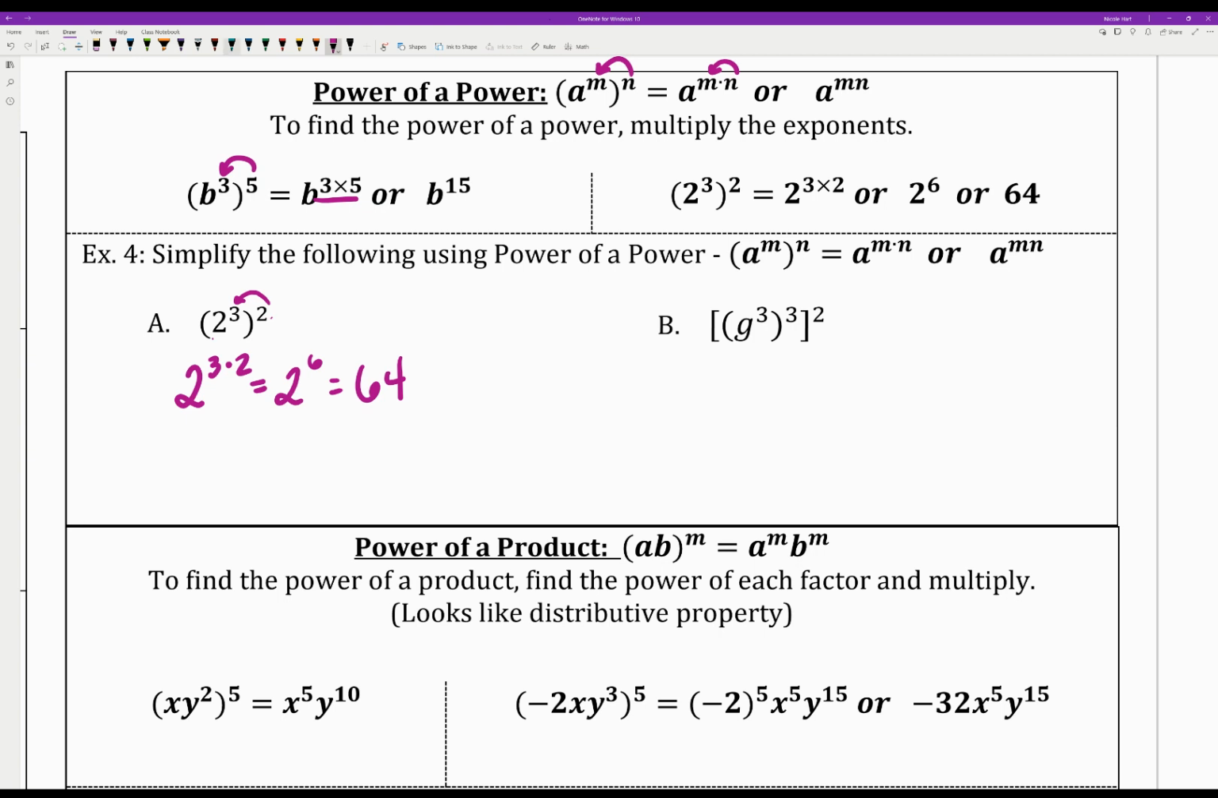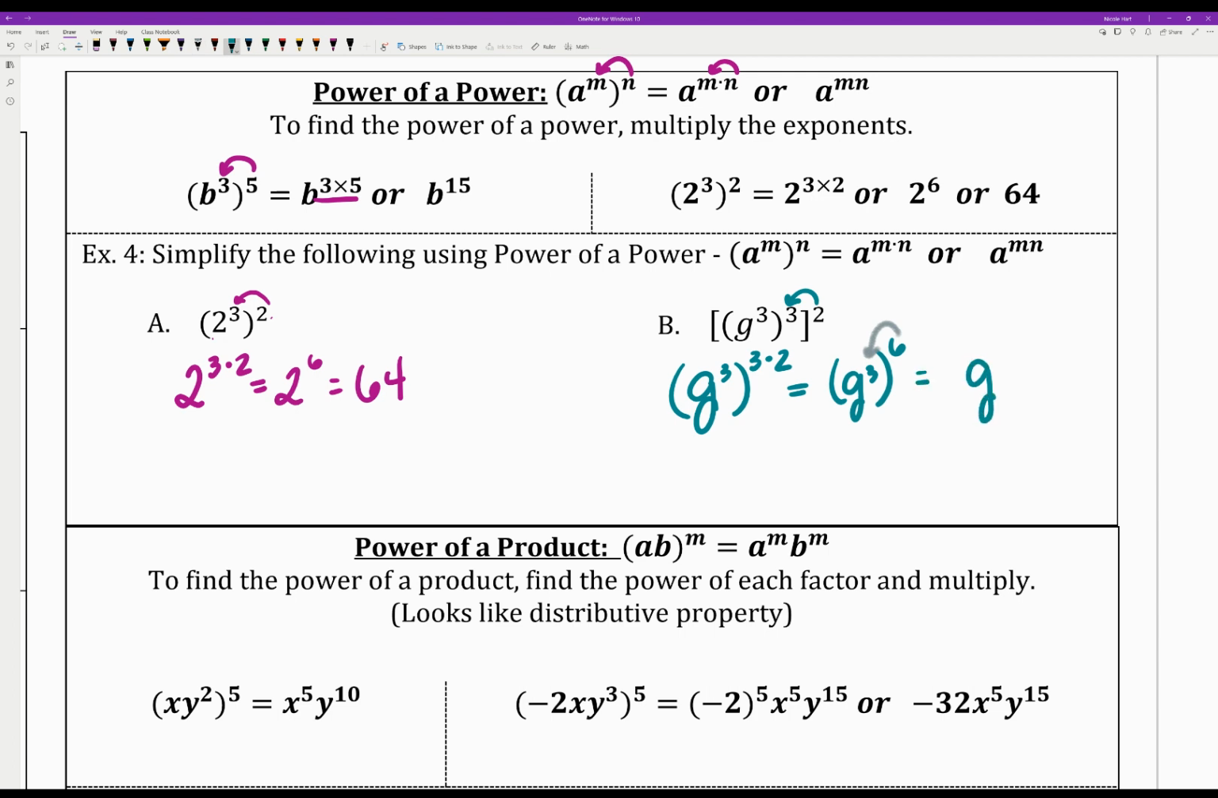Looking at part B, we have 2 sets of exponents outside of parentheses or brackets. So we are going to start with the outermost. I'm going to take that 2, multiply it to the 3 in the middle, really. So we have g to the power of 3 inside of parentheses, and then 3 times 2 outside of those parentheses. And that's going to give us g to the power of 3 inside of parentheses with an exponent of 6. But then I'm going to take that 6 and distribute it inside the parentheses to the 3.